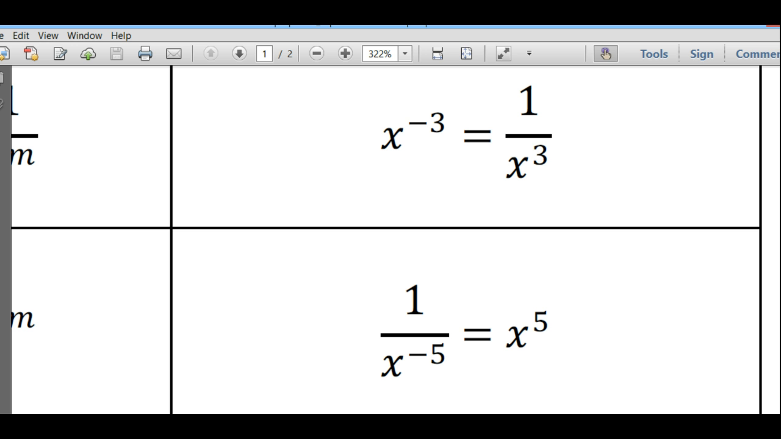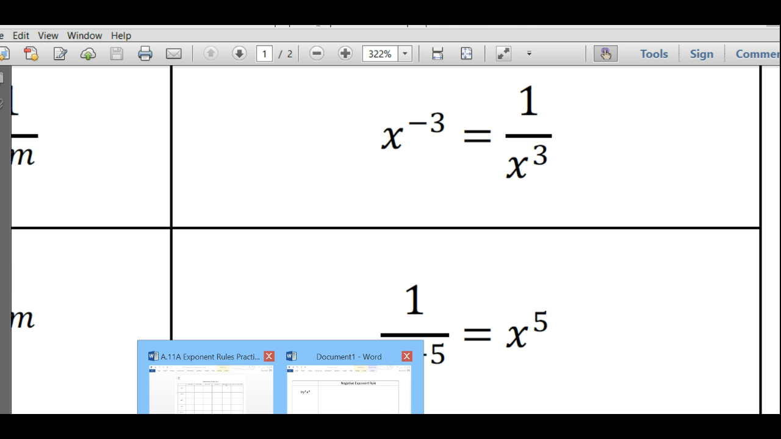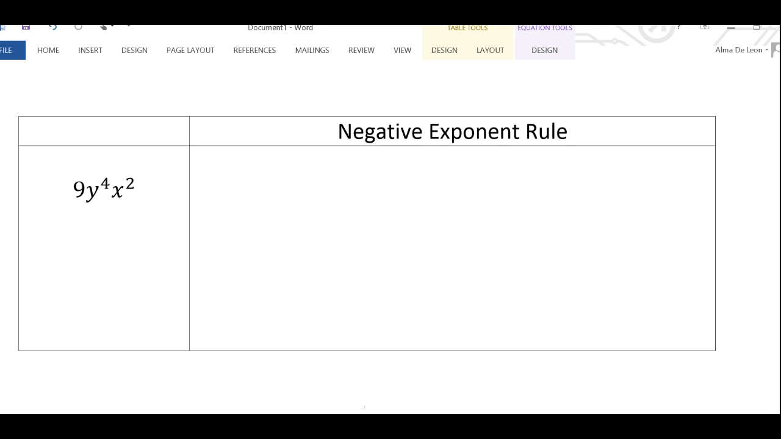Vice versa, if we have 1 over x to the negative 5th, the negative is telling us that it's in the wrong part of the fraction, so we bring it to the top part of the fraction, and once it's on the top, the negative goes away. So 1 over x to the negative 5 is the exact same thing as just x to the positive 5. Alright, so we're going to use the same rule to come up with the problem that gives us our solution.